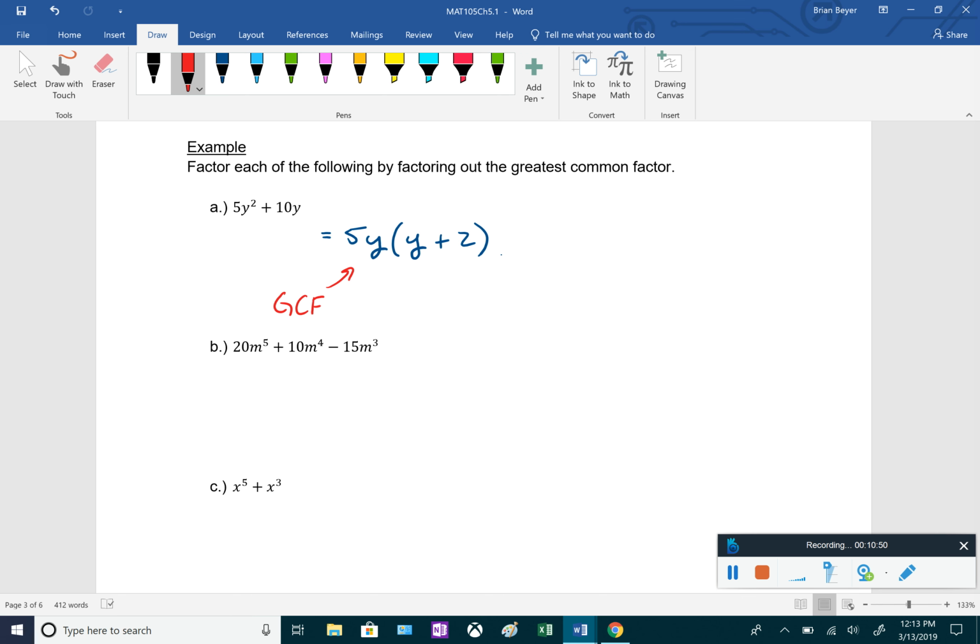So that's our answer. It's factored: 5y times y plus 2. I'll do a little check over here. We're going to check this by distributing. We end up getting 5y squared plus 10y, which is what we started with, so we know that we're good.